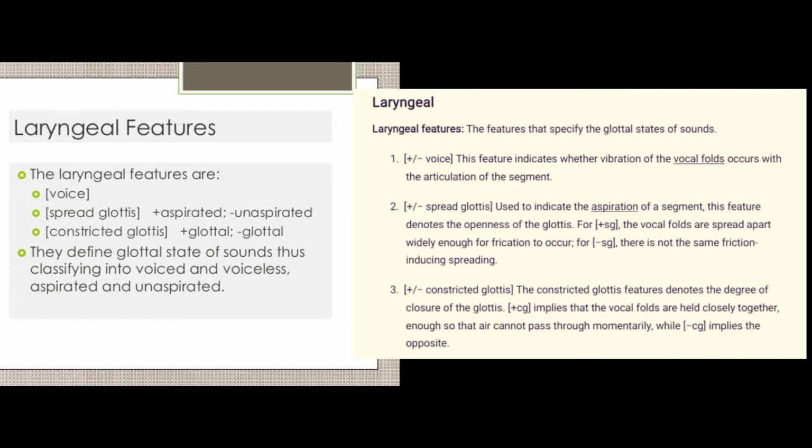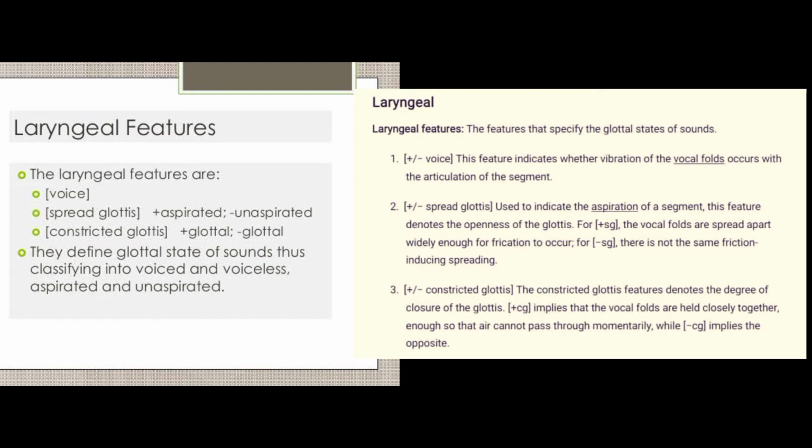The next is laryngeal features. These are the features that specify the glottal state of sound. 1. Positive and negative voice. This feature indicates whether vibration of the vocal folds occurs with the articulation of the segment. 2. Positive and negative spread glottis. Used to indicate the aspiration of a segment. These features denote the openness of the glottis.